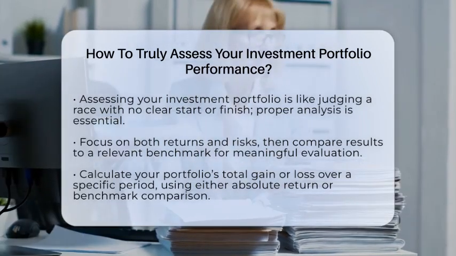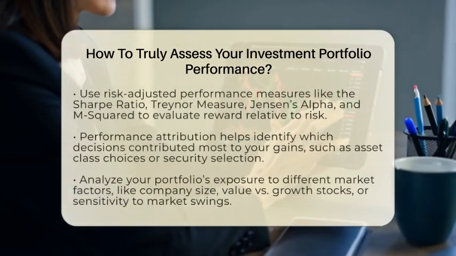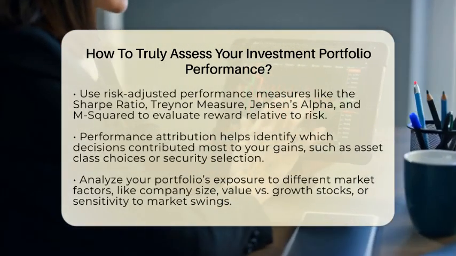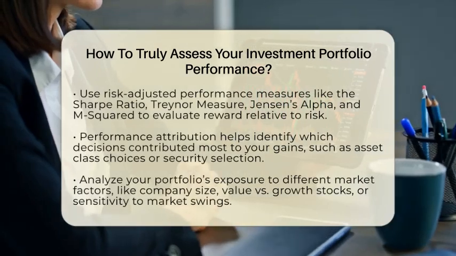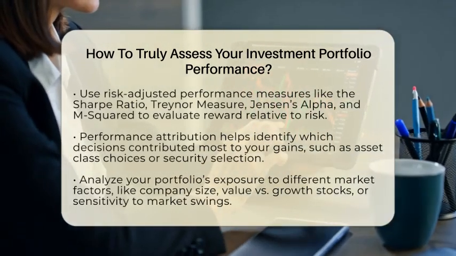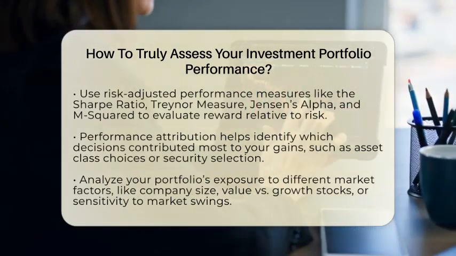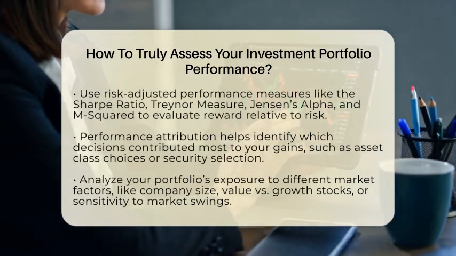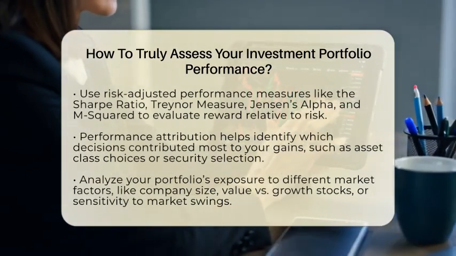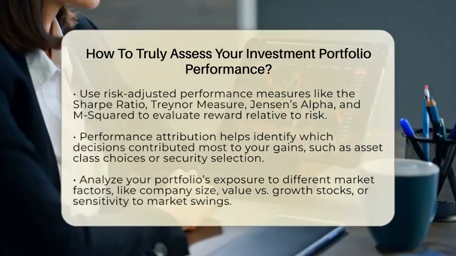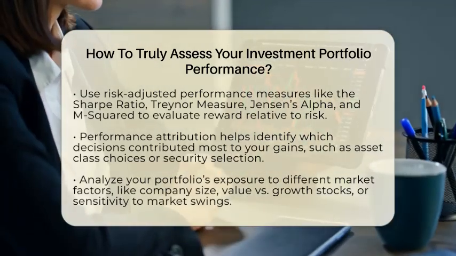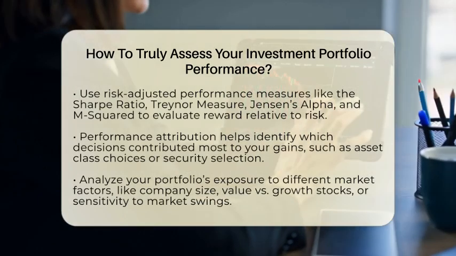Next, consider risk-adjusted performance measures. These tell you if higher returns are because of taking more risks or because of good decision-making. The Sharpe Ratio is a popular measure that calculates how much extra return you earned for each unit of total risk you took on. A higher Sharpe Ratio means you're getting more reward for the risk you're accepting. The Treynor Measure looks at systematic risk, which is the risk related to overall market movements, and Jensen's alpha shows if your portfolio outperformed what was expected based on its risk level. The M-squared measure converts the Sharpe Ratio into a percentage return, making it easier to interpret.